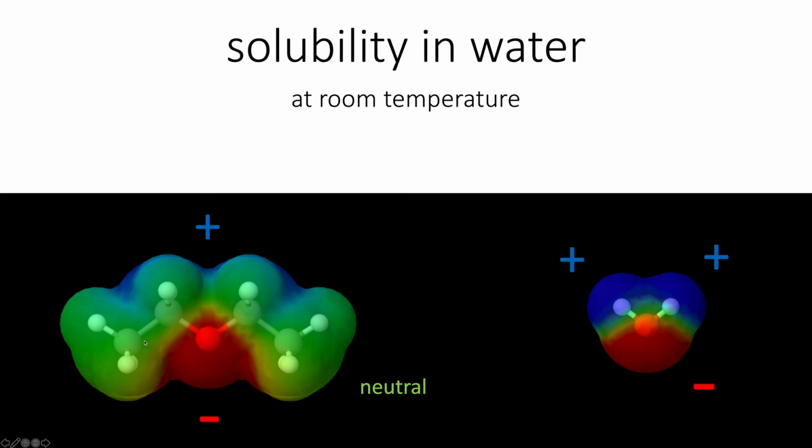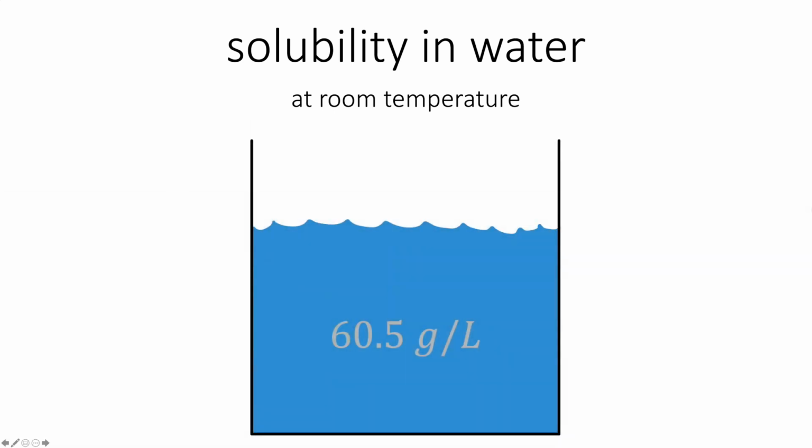ether that are electrically neutral. Those will not want to stick with water. Water would rather stick to other molecules of water than to stick to that. So there is going to be a limit to how much diethyl ether will mix with water. And specifically, at room temperature, 60.5 grams of diethyl ether will dissolve in 1 liter of water.